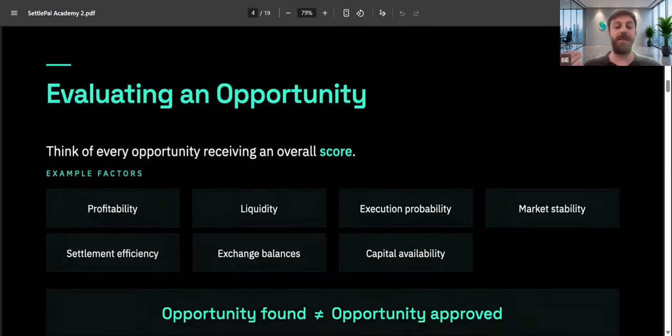And if it meets the internal execution benchmark, it can then move forward. If it does not, the opportunity is then rejected and the platform continues looking. So the key idea here is opportunity found does not always mean opportunity approved. And SettlePal's objective is not just simply to execute every possible trade. The objective is to execute the right trades.